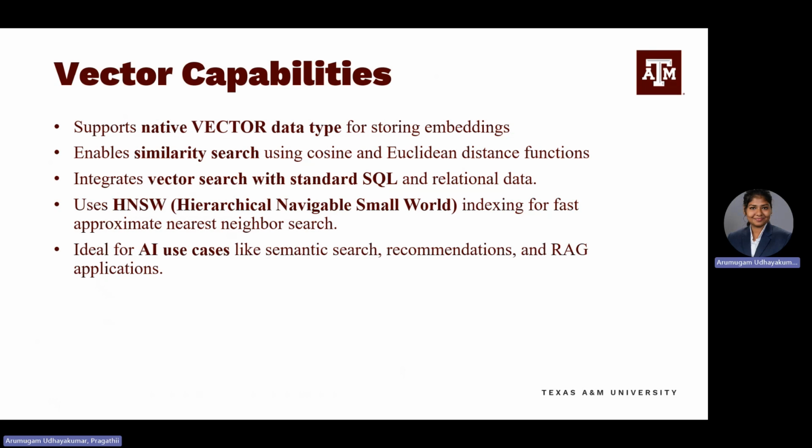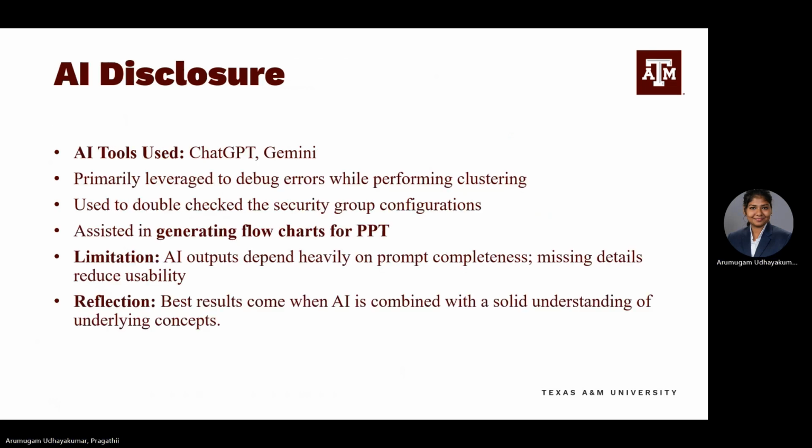Then these vector search embeddings are passed as input to the LLM model. Thus, instead of searches that use LIKE-based or regex-based patterns, we can retrieve data using the context and the meaning of whatever we are searching. Vector capabilities use HNSW indexing for fast, approximate nearest neighbor search. It is ideal for use cases involving AI, semantic search, recommendations, and RAG applications.